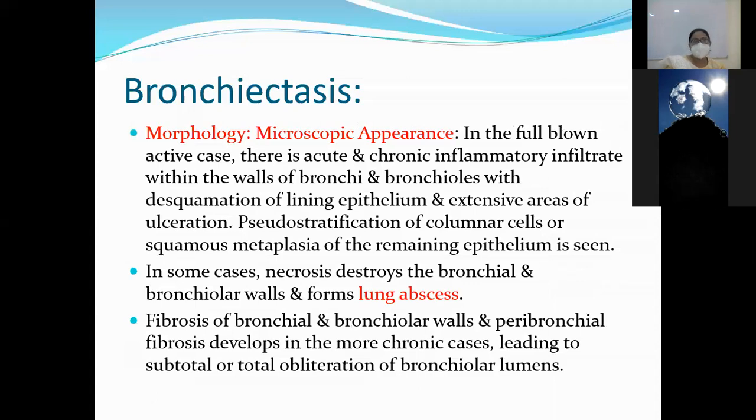Microscopically, in the full-blown active cases, there is an acute and chronic inflammatory infiltrate within the wall of the bronchi and bronchioles, with desquamation of lining epithelium and extensive areas of ulceration. Pseudostratification of columnar cells or squamous metaplasia can be seen. Bronchiectasis may be associated with lung abscess, fibrosis of the bronchiole and bronchial wall, and peribronchial fibrosis can be seen. Clear?